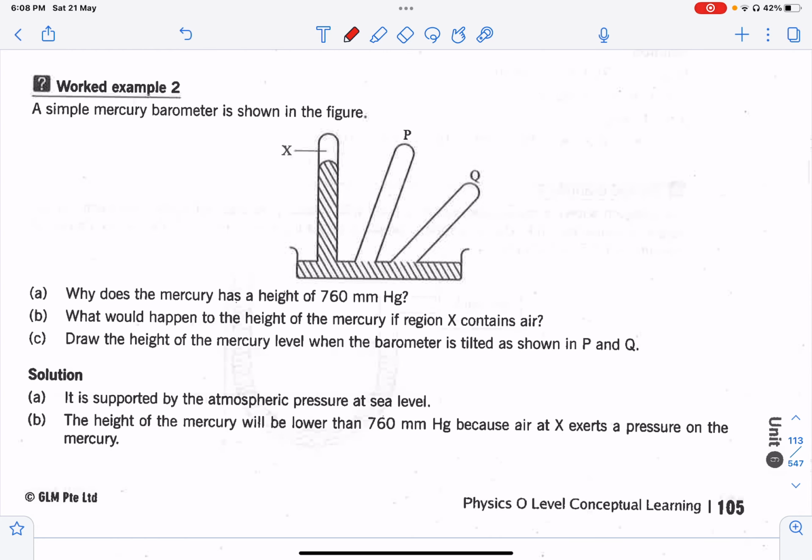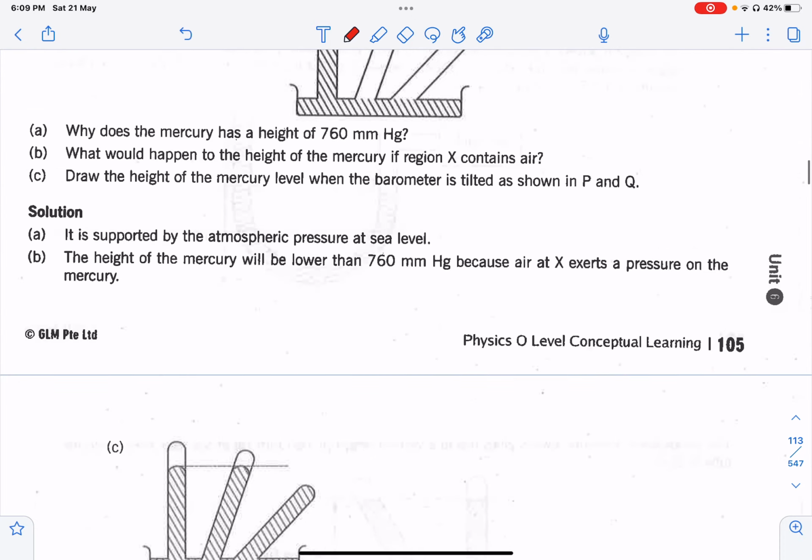Okay, why does the liquid have a height of 76? It is usually supported mainly by the atmospheric pressure at sea level. What will happen to the height of the mercury if region X contains air? This height will actually be lower than 760 because air will also exert its own pressure, pushing this downwards. Okay.